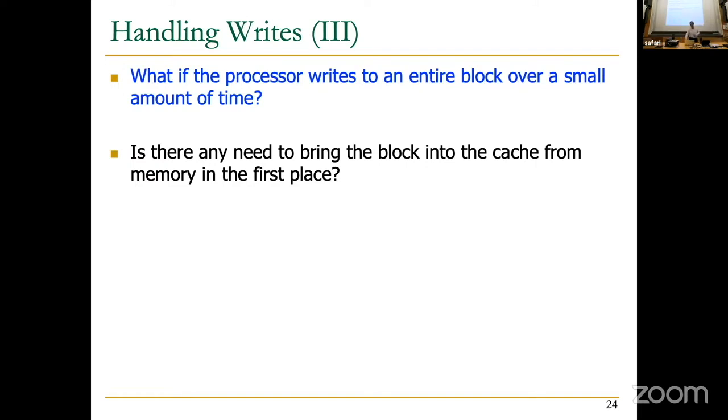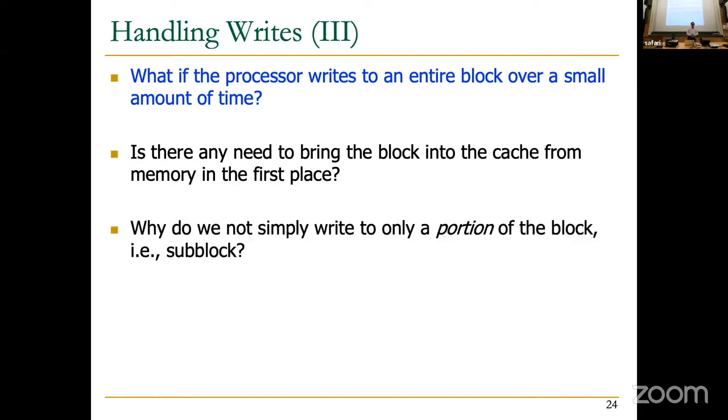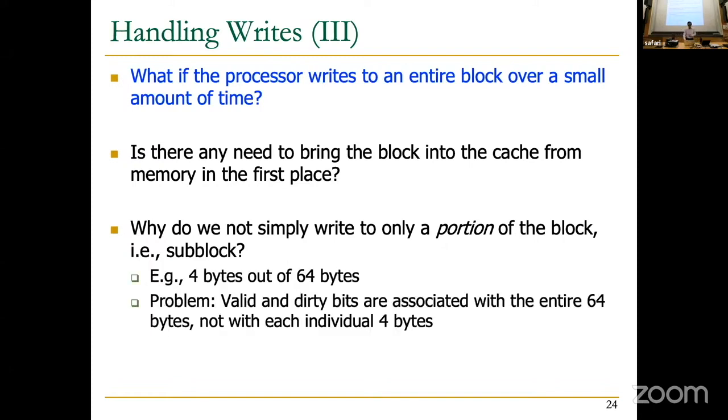So how do you implement this? Basically, the idea is sub-blocking. Simply write to only a portion of the block called a sub-block, for example, 4 bytes out of 64 bytes. Now, the problem is what I just said, the granularity mismatch. You have valid and dirty bits associated with the entire 64 bytes. And if you write only 4 bytes, and you don't have the remaining part of the block, you have a problem. So what do we do?